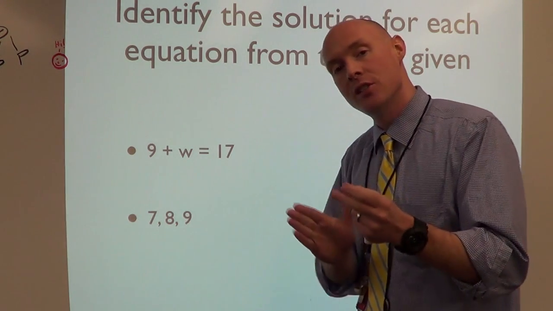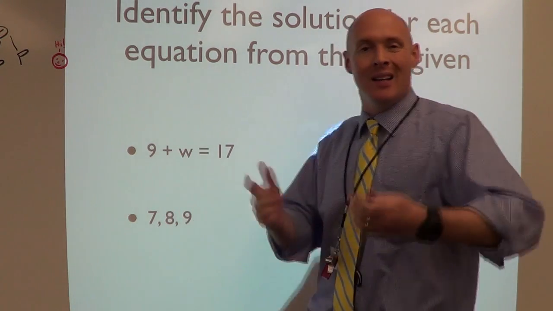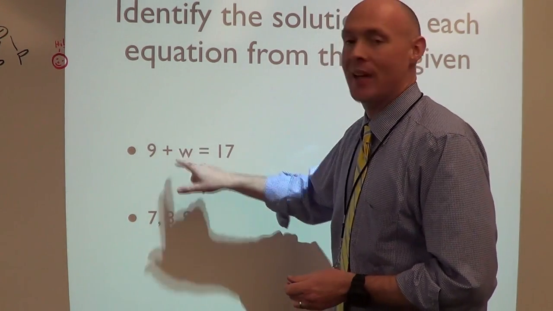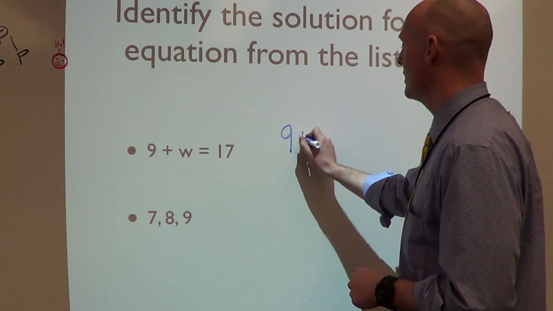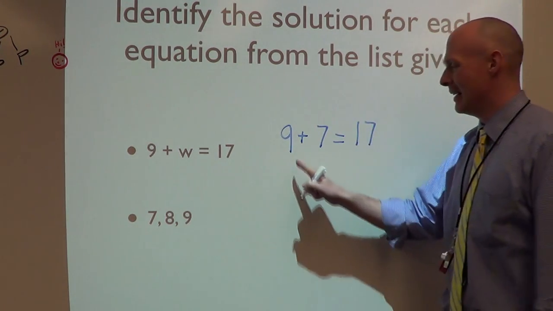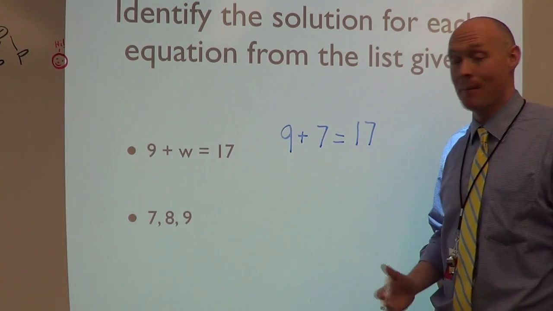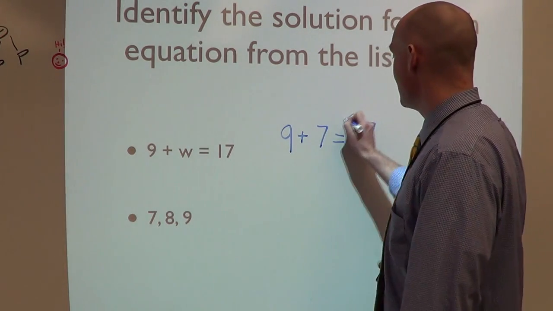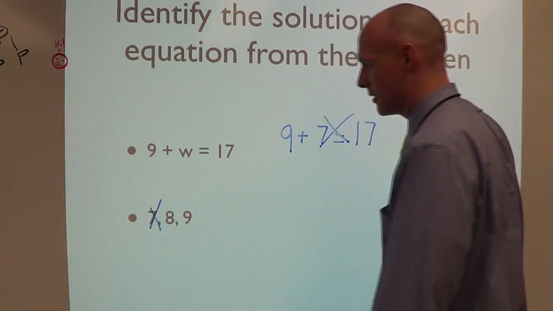The only way to do it is to substitute in a choice for the w. So let's say w equals 7. Our new equation would read 9 plus 7 equals 17. Now, does 9 plus 7 equal 17? Not the last time I checked. So that is not correct, which means 7 is not correct.